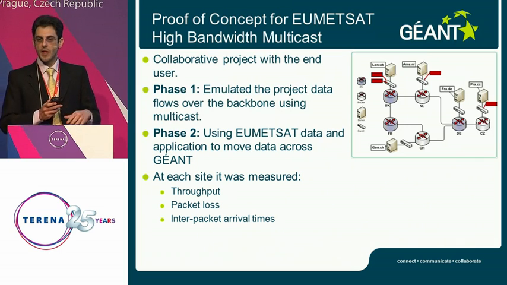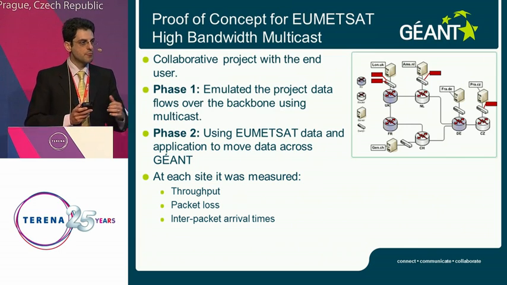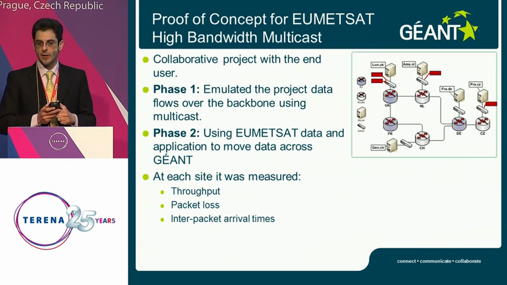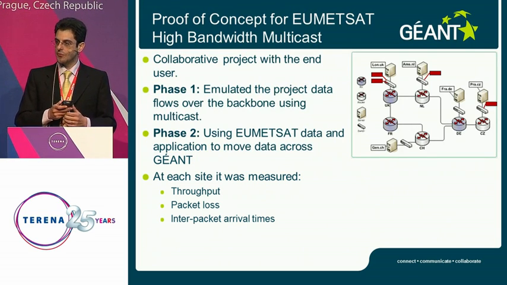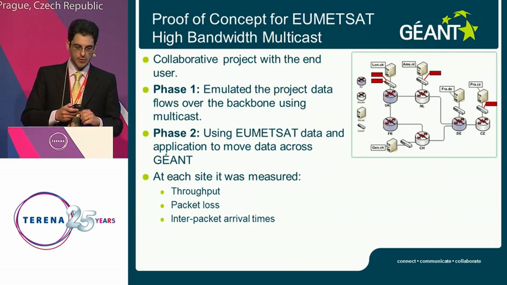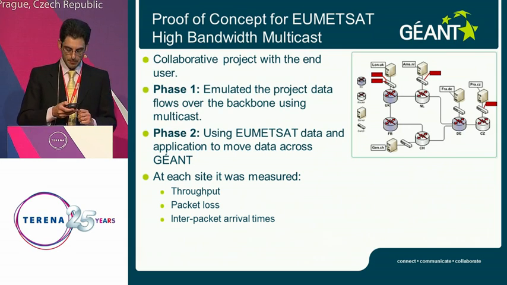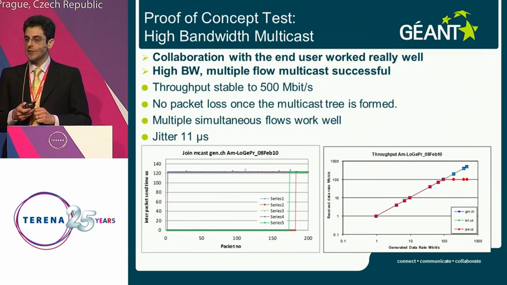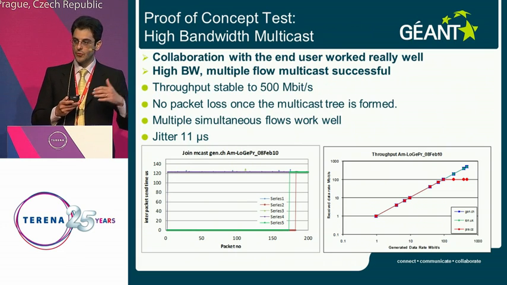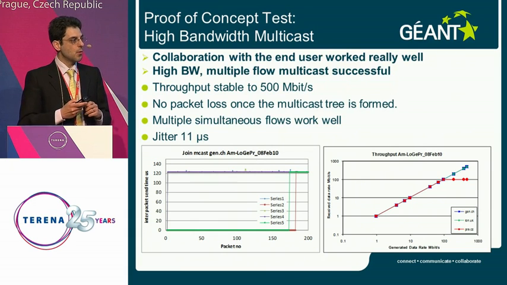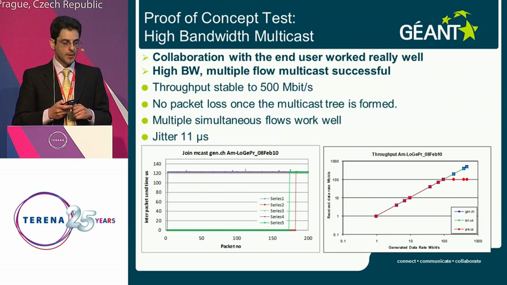We went to the second phase, and we installed some EUMETSAT equipment in the POP. And we had some real EUMETSAT data traffic going there. And so this led to a real measurement, using real data and real EUMETSAT applications across the network. At each site, we were measuring throughput, packet loss, and inter-packet arrival time. The result: the network was able to sustain a stable throughput up to 500 megabits per second. No packets were lost once the multicast tree was established.